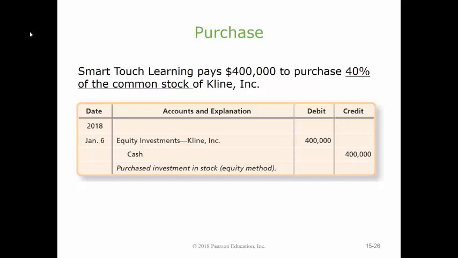If Smart Touch Learning was going to pay $400,000 to purchase 40% of the common stock of Klein Incorporated, our journal entry would still be a debit to equity investments and a credit to cash. But now, since we have 40% ownership in this company, we have significant influence. And to keep any investments where you have significant influence easily separated from investments where you don't, I always create a sub-account for equity investments.